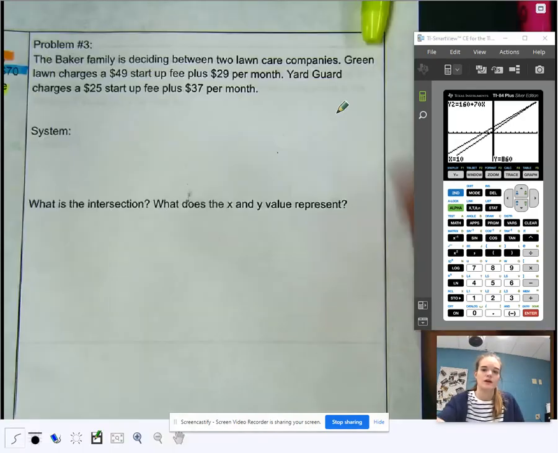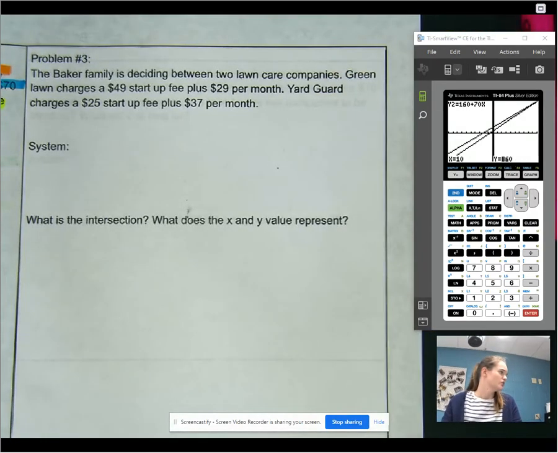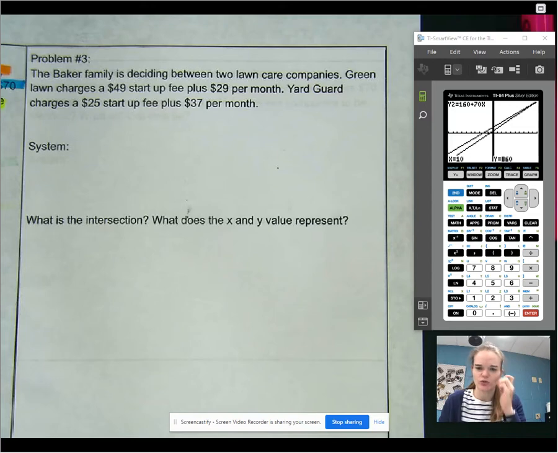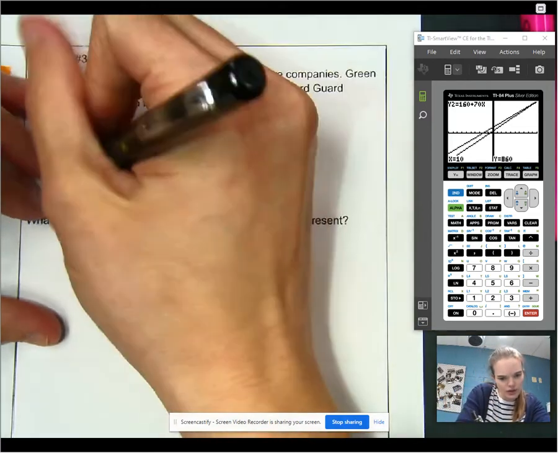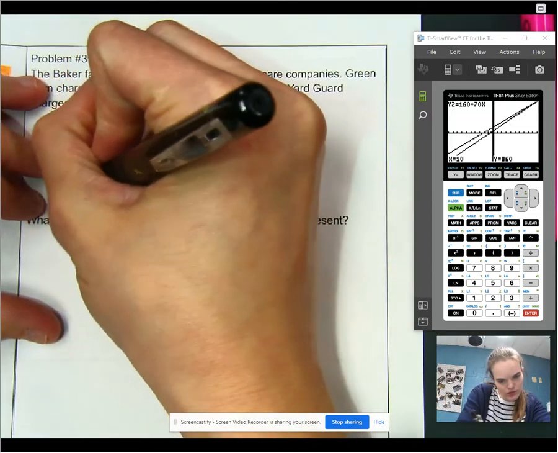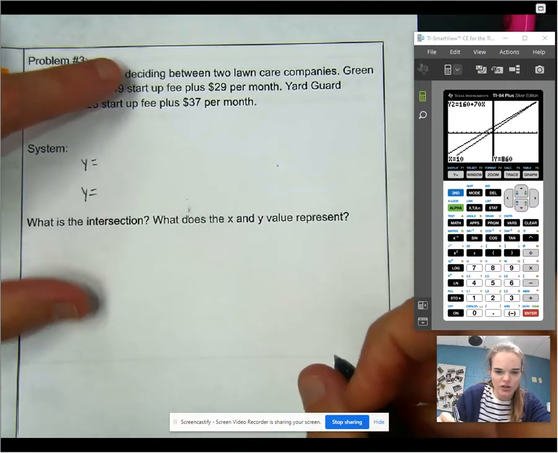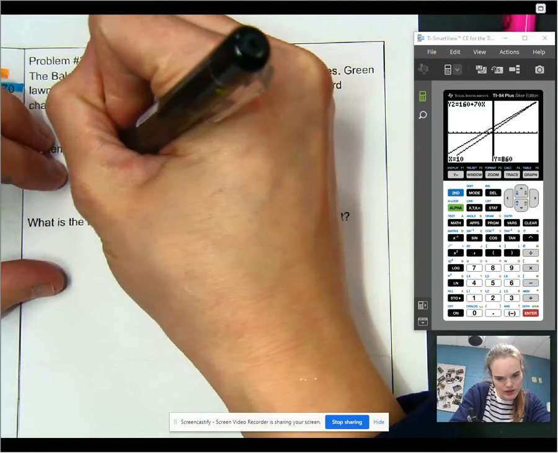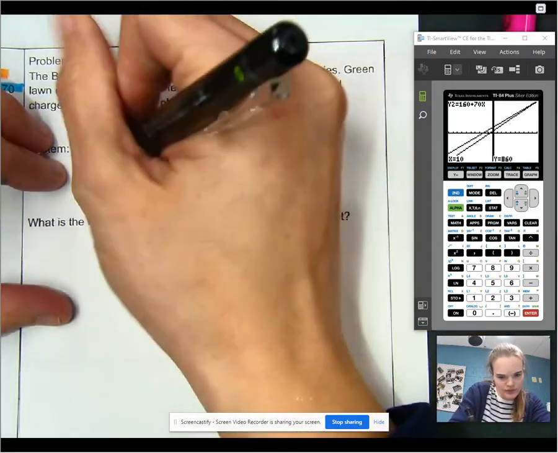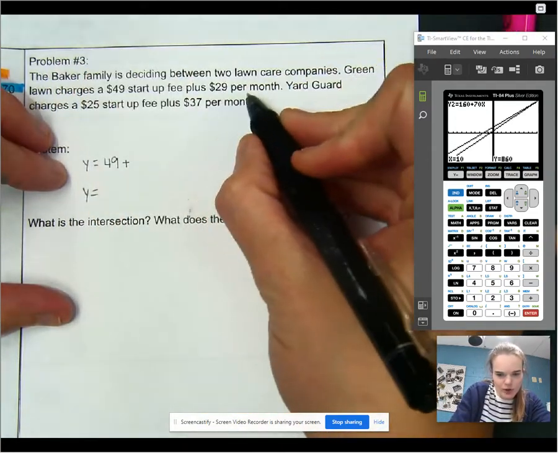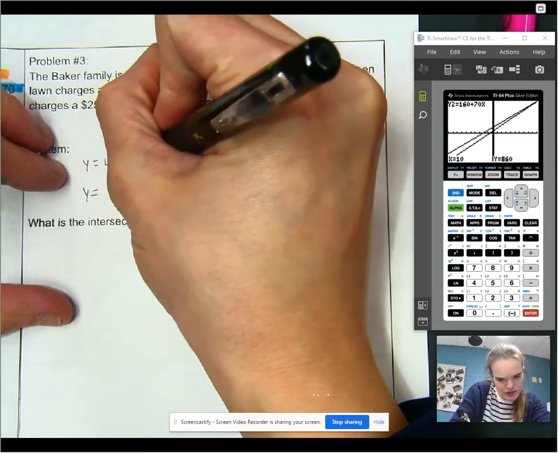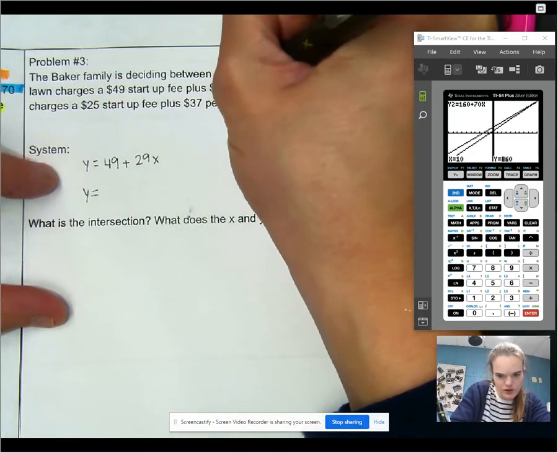But okay, so you're pausing the video and trying problem number 3. I'm going to go ahead and get started though. Problem number 3. The Baker family is deciding between 2 lawn care companies. So y equals. Green Lawn charges a $49 startup fee. 49 plus 29 per month. 29x because it says per.